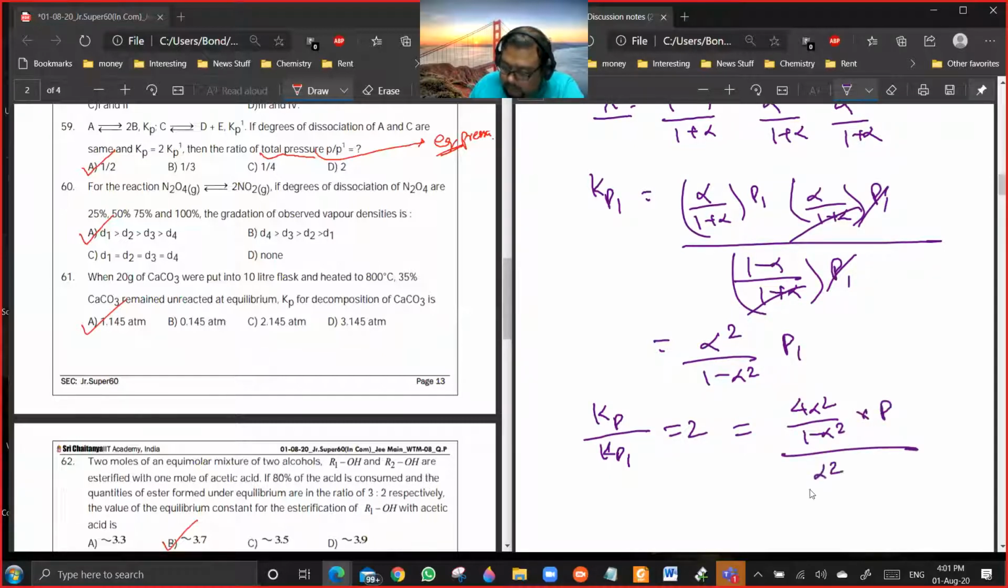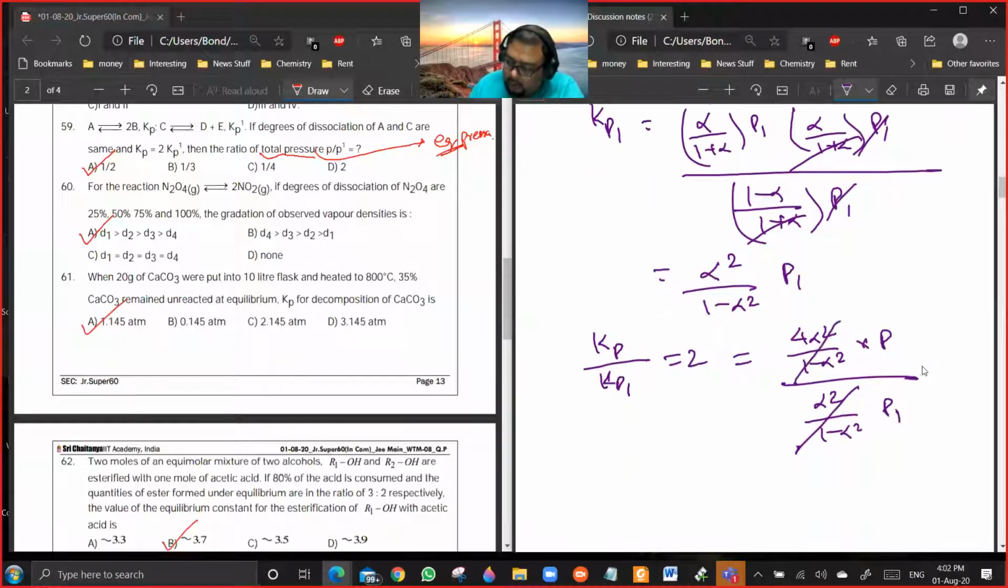Yeah, alpha square by 1 minus alpha square into P1. So you see, this whole thing and this whole thing will cancel out. So basically, it is 4P by P1. Now I am required P1 by P or P by P1? P by P1 only is required. So P by P1 is equal to 2 by 4. It is 1 by 2. The answer is 1. Option 1.